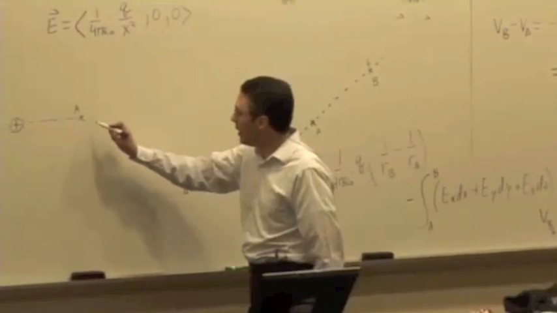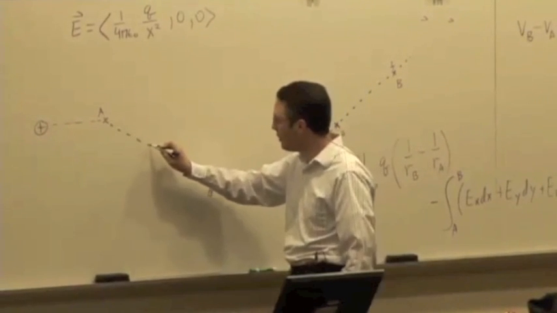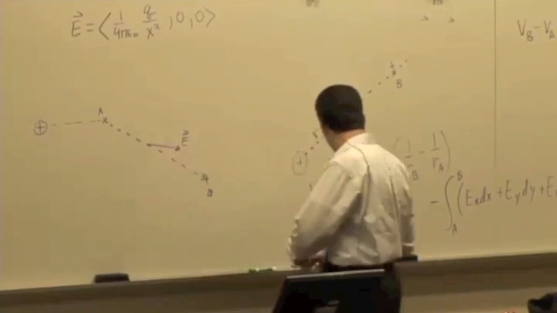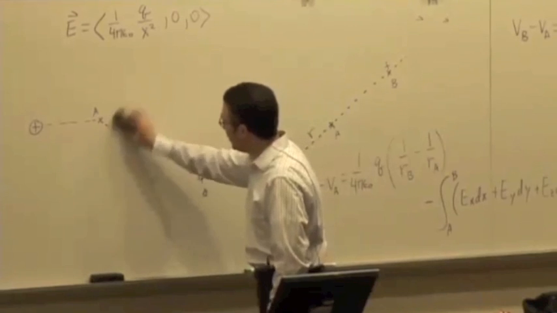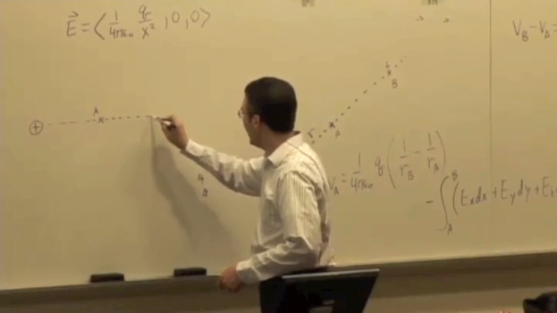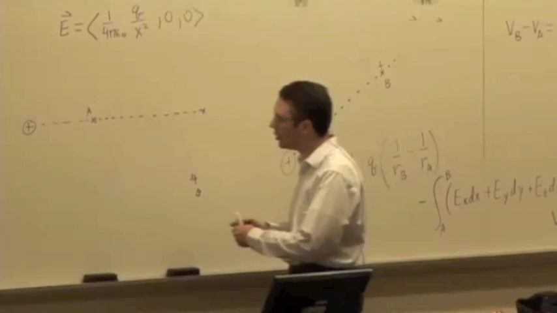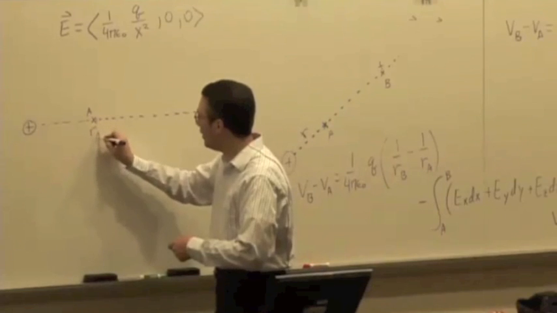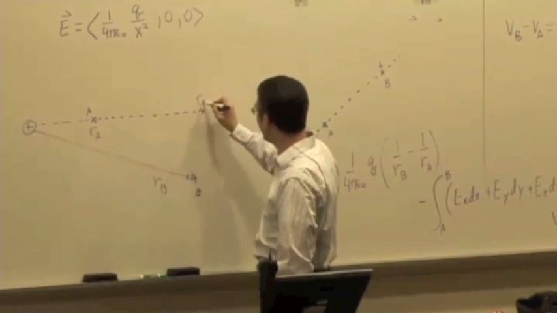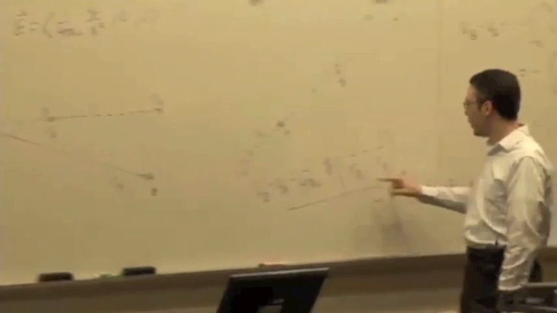We could pick a path here. Well, if I picked that path, that would be a little bit tough, because the electric field is going to be pointing radially away from the point charge, but the path is going to be some funny direction. So let me choose this path instead. Let me go from A to a distance here that's the same distance away as B from the point charge. I'll call this R sub A. This distance is R sub B. And this distance is R sub B. So I go from here to here, and we get exactly what we worked out before.